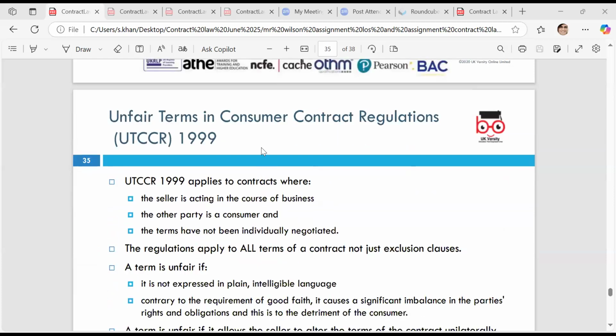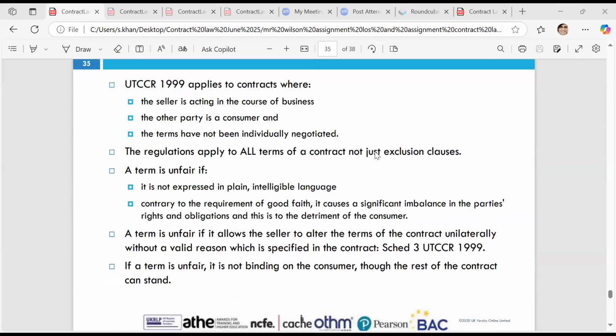So the Unfair Terms in Consumer Contracts Regulations apply to contracts where the seller is acting in the course of business and the other party is a consumer, or the terms have not been individually negotiated. So it's really important, a term is unfair if it's not expressed in language they can understand. Why do you think it's so important that the wording of it must be specific for the person to understand it?